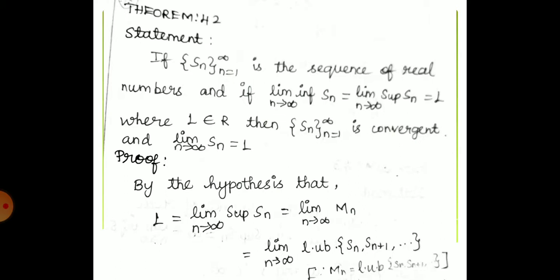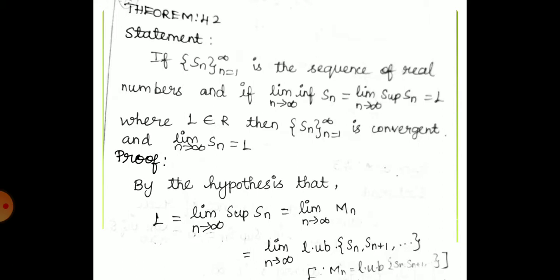So, theorem 42, statement: if Sn is a sequence of real numbers and if limit inferior Sn equals limit superior Sn equals L, where L belongs to R, that is the real numbers, then Sn is convergent and limit Sn equals L. So they are giving one sequence Sn in the real numbers, and the limit inferior Sn equals limit superior Sn, which is equal to the limit. So obviously it is convergent, then only it has a limit L. So if you apply the inferior or superior, we have to arrive at the answer L. So limit Sn equals L.